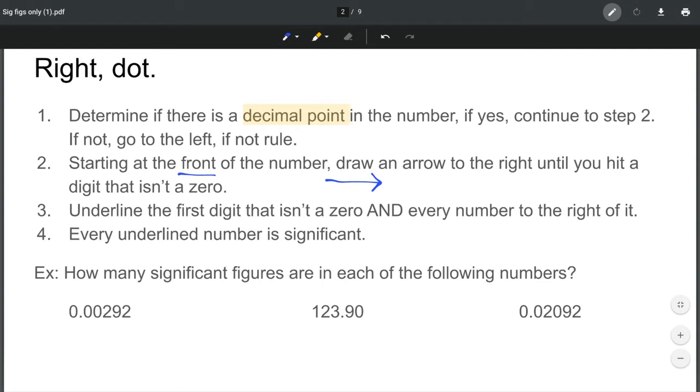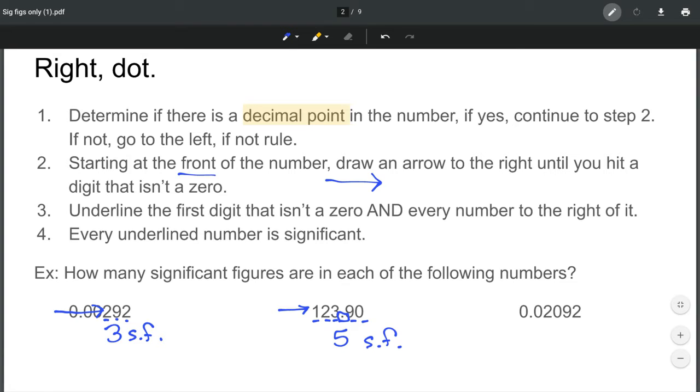Okay. So let's look at this first one. So I have a decimal point. So I read the number to the right and I go through all those zeros. And this one has 3 significant figures in it because the 2, the 9, and the 2 are all significant. This one also has a decimal place in it. So I read the number to the right. The first number I run into that's not a 0 is the 1, 2, 3, 9, and 0. So this one has 5 significant figures in it.